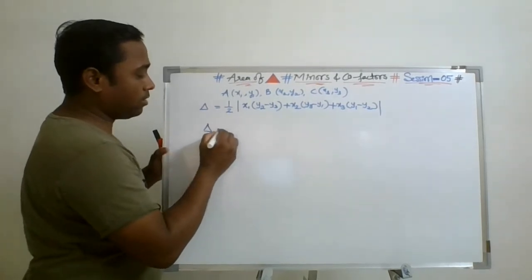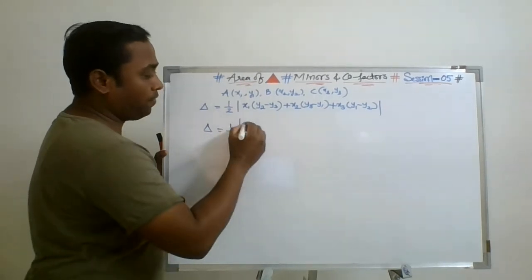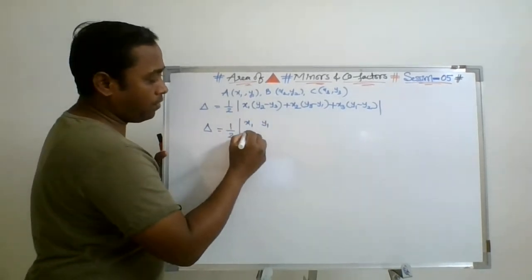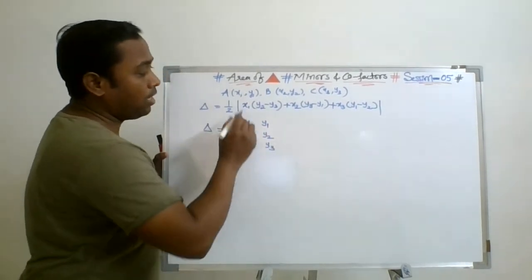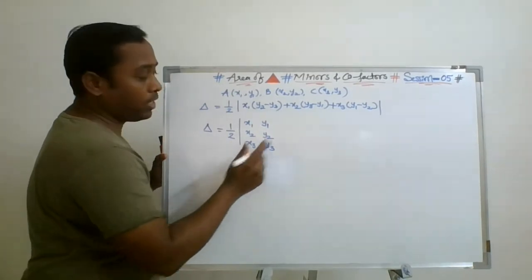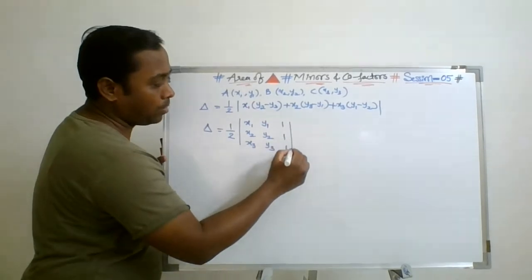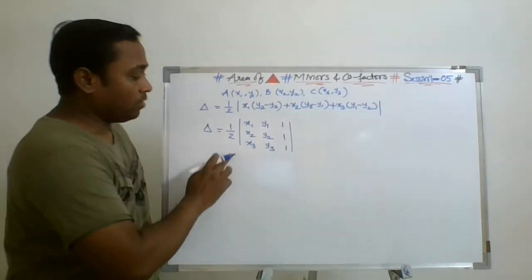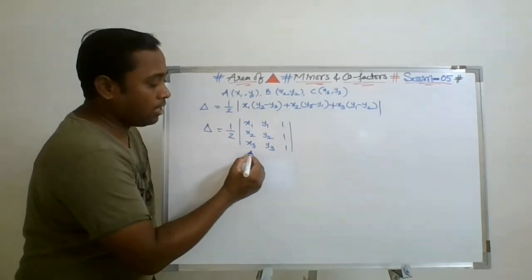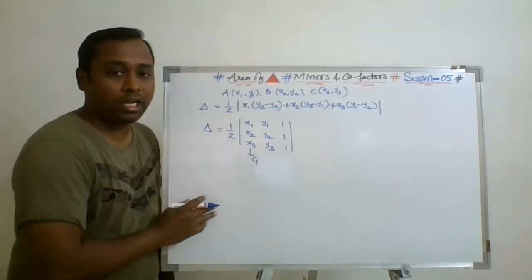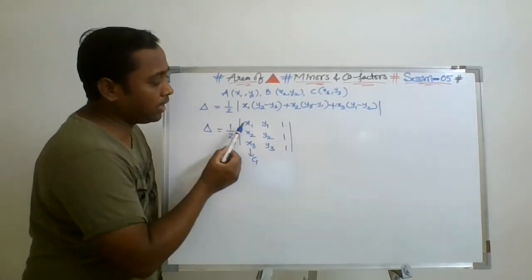How can I write this formula? It is equivalent to the determinant of x1, y1, x2, y2, x3, y3. These are the coordinates of the 3 points, and the third column will be 1, 1 and 1. Now you can simply say these two are the same. How? Just by expanding this determinant along C1. Just imagine, if I expand this determinant along C1, what will you get?